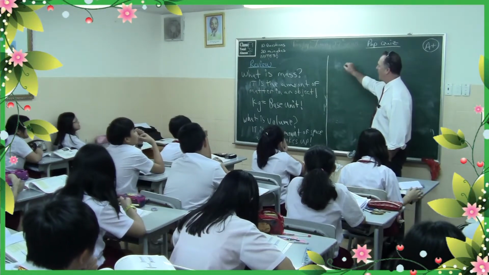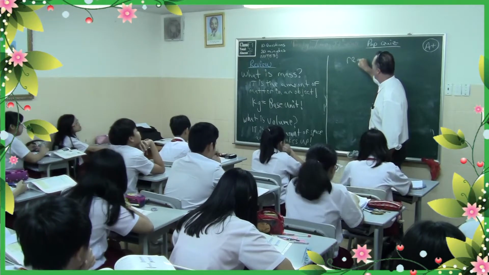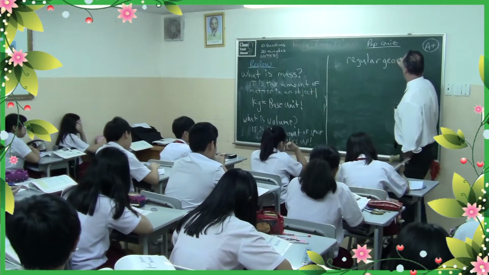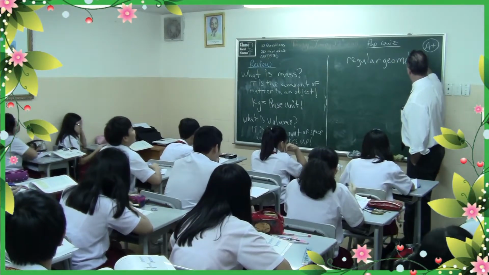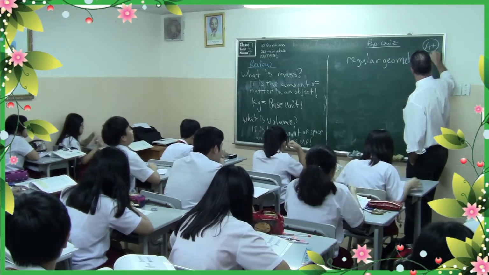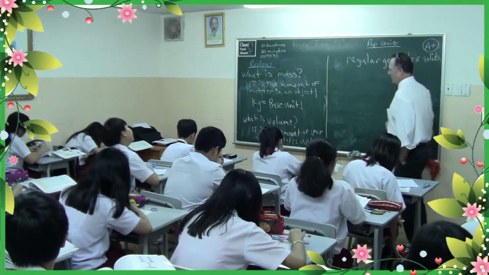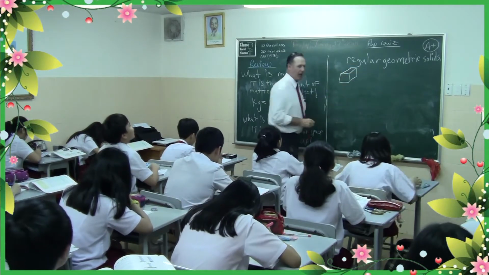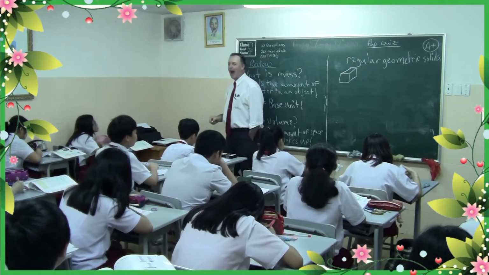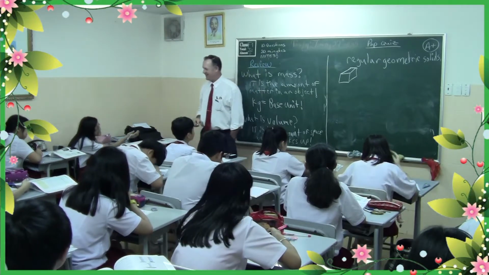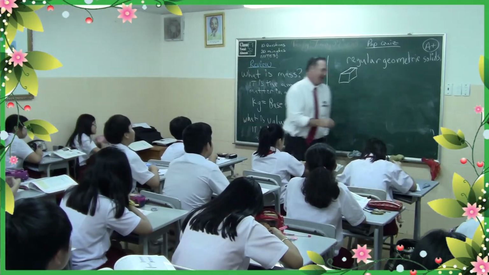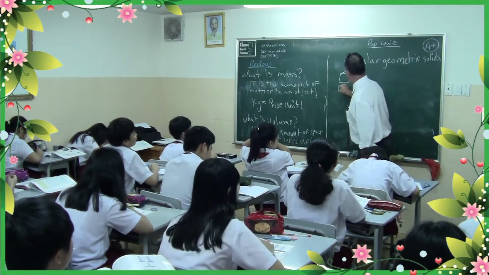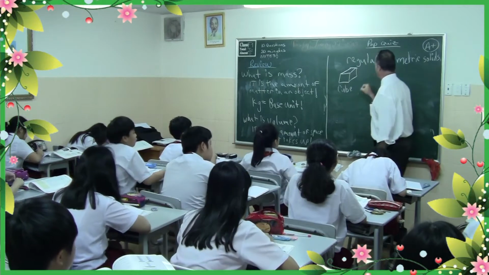Volume. We have regular geometric solids. What is this regular shaped geometric solid? Yes, it's a cube. C-U-B-E. Cube. Right on. What about this one?